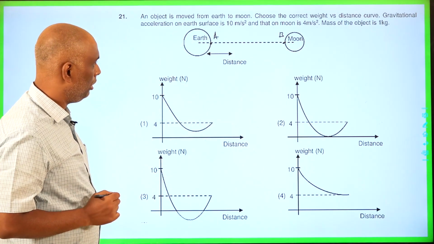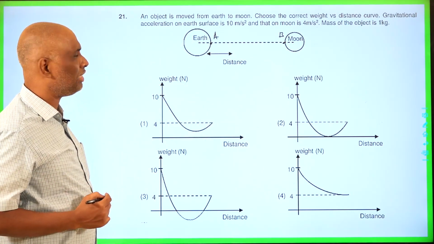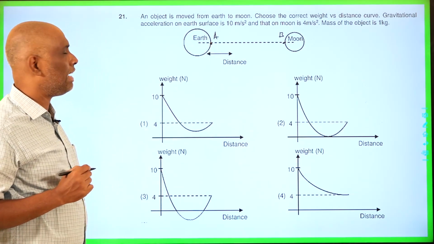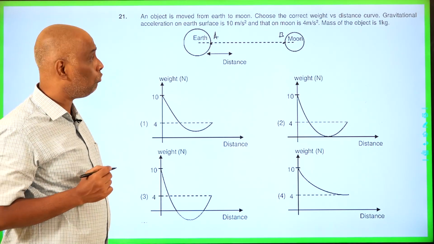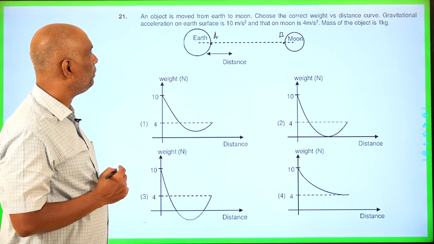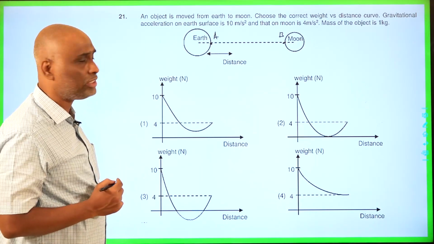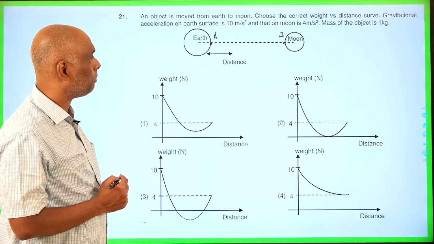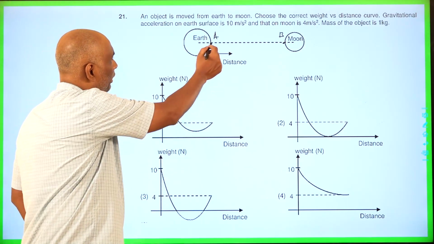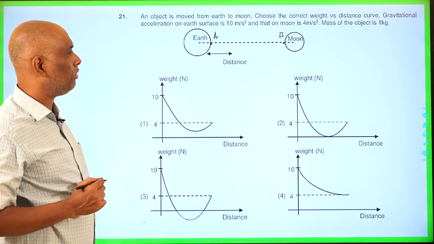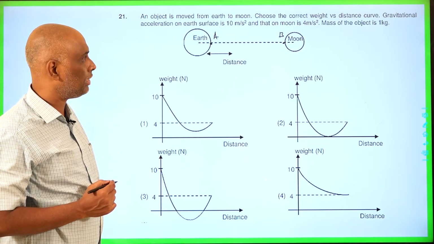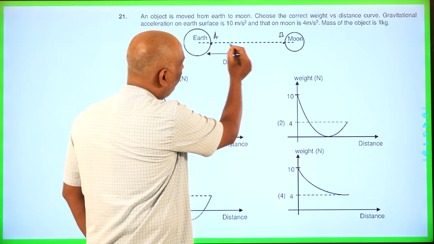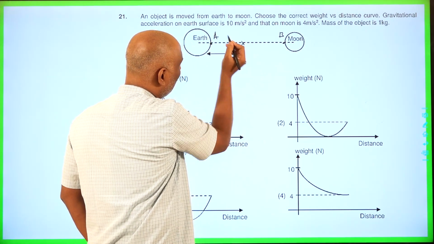As the distance between the earth and moon is very large, at this point the gravitational force acting on the body will be equal to its weight on the surface of the earth. The mass of the object is given as 1 kg, and on the surface of the earth the acceleration due to gravity is 10 meter per second square. So at the point A the weight will be equal to 1 into 10, that is 10 newtons.